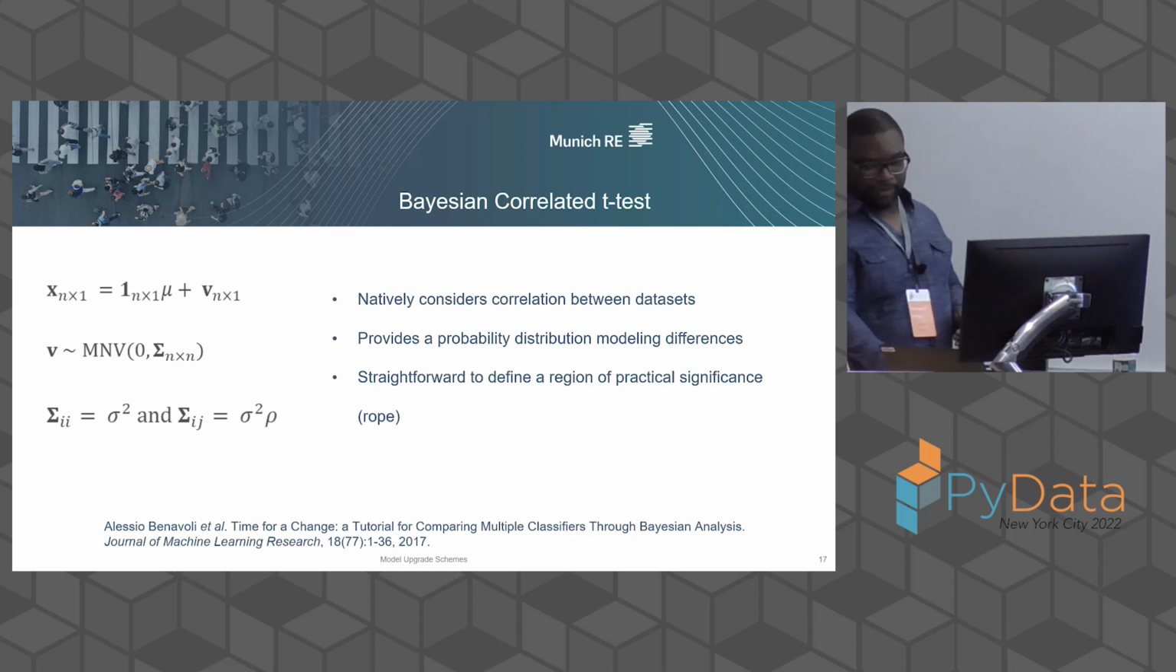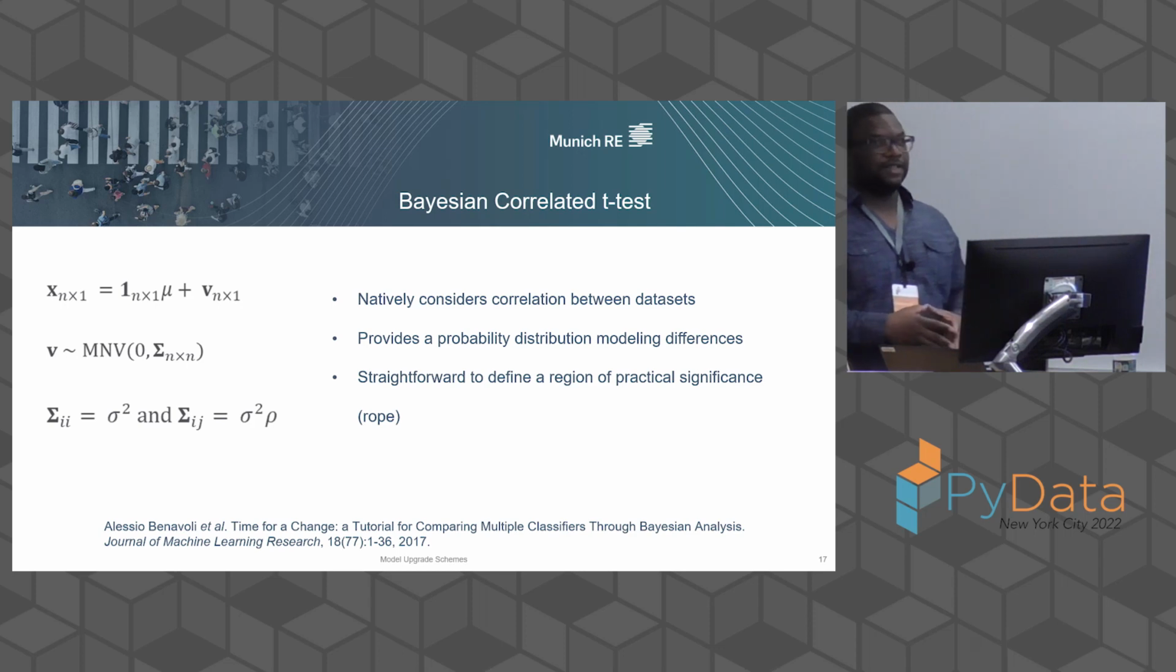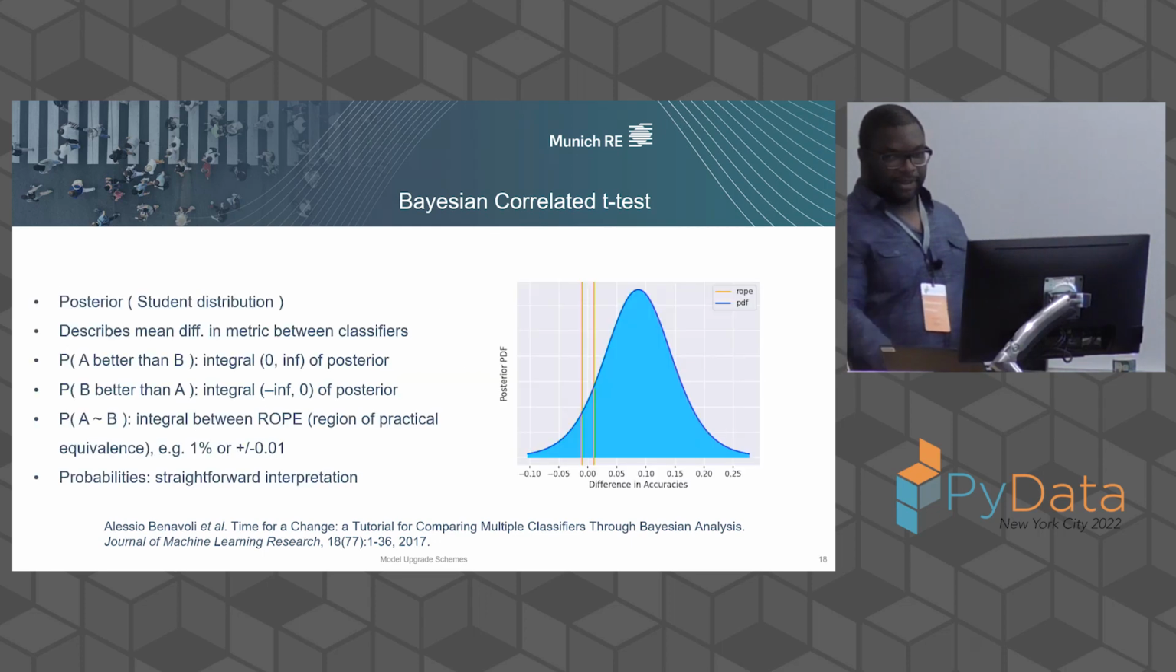Something else that I'm going to talk about a bit more in the next slide is this. In this treatment, they introduce the concept of the region of practical significance, which is a nice way to decide how close models need to be for you to say that they are practically the same. I'm going to talk about that a little later with some visual aids to make things clearer.